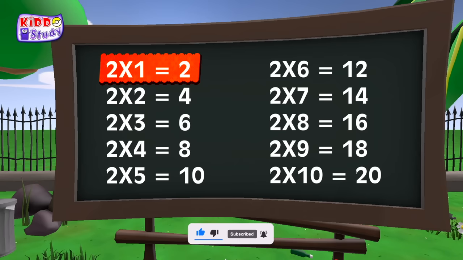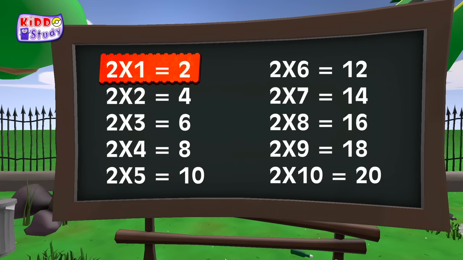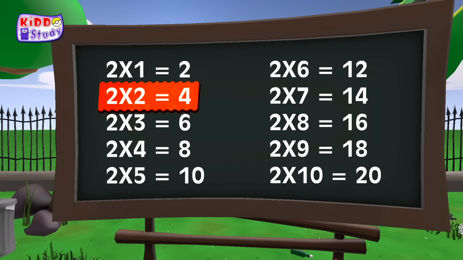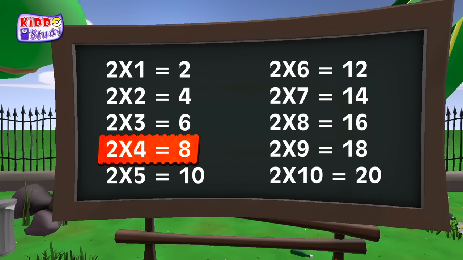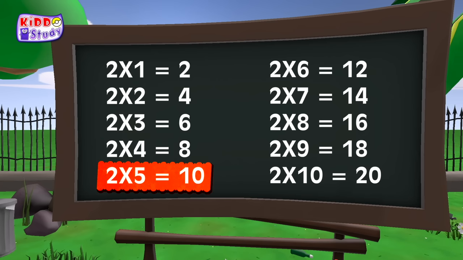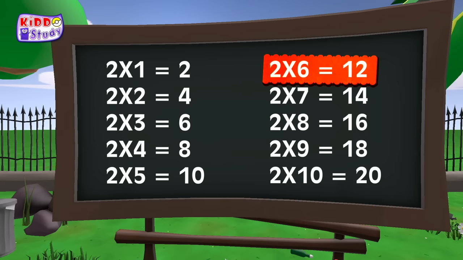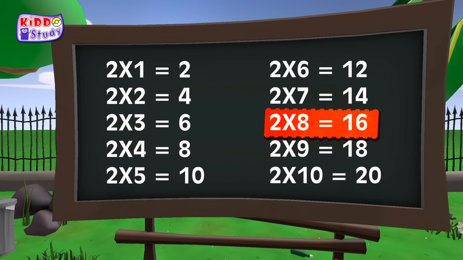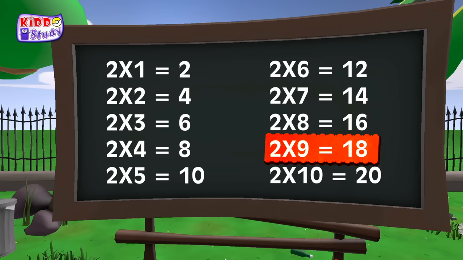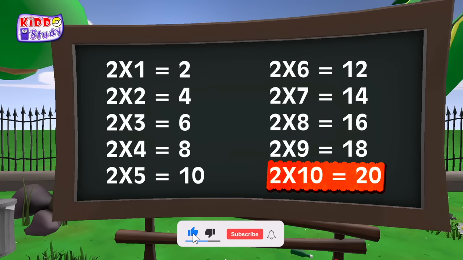Once again, children, two ones are two, two twos are four, two threes are six, two fours are eight, two fives are ten, two sixes are 12, two sevens are 14, two eights are 16, two nines are 18, two tens are 20.